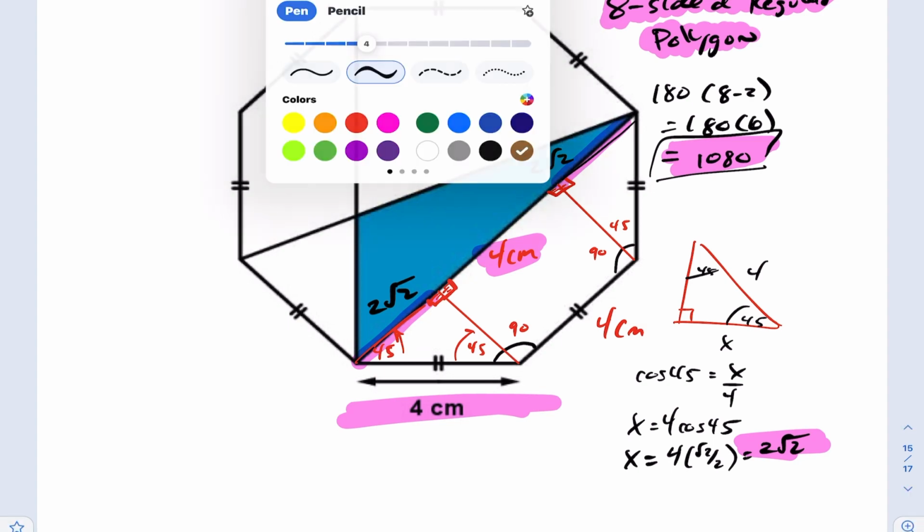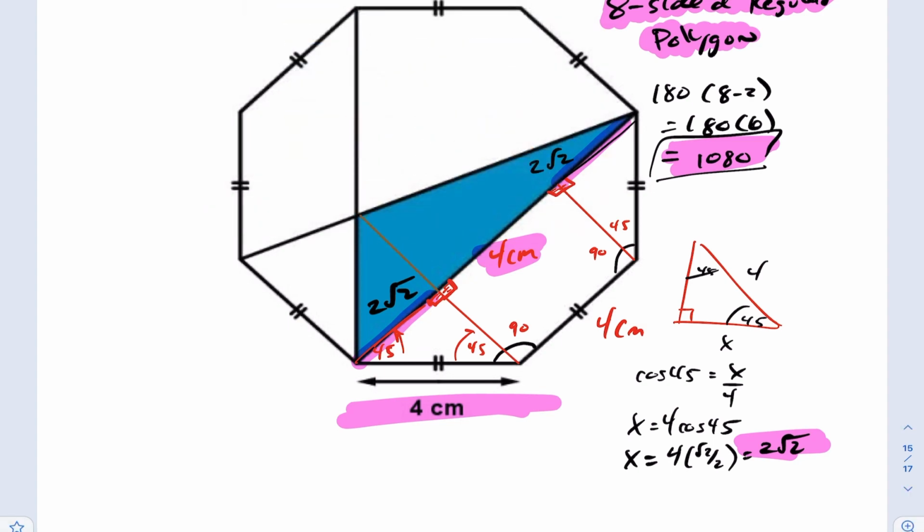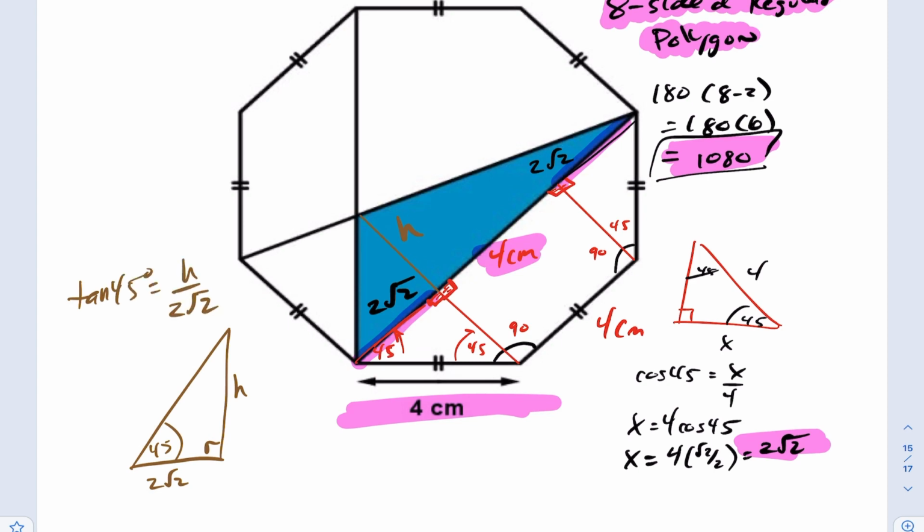I need to find the height of my triangle here. If we examine this triangle in more detail, you'll notice that this triangle right here is the same as this triangle that we have right here. This is another 45-degree cut as well. So this middle angle here must also be 45 degrees to add up to that 135 that we had initially. Solving for this, we can use the tan. I know the tan of 45 degrees is going to equal h over 2 root 2. Tan of 45 is just 1, so h is 2 root 2.